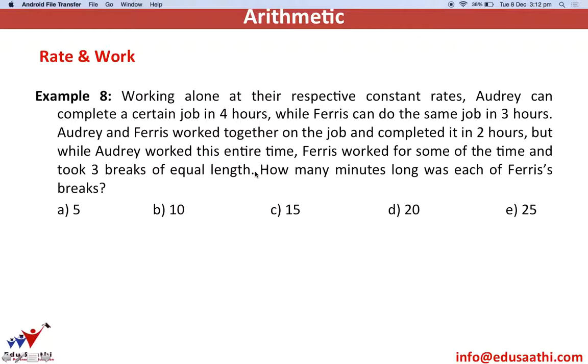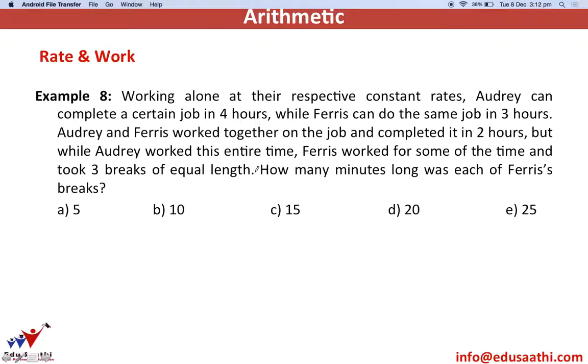The next question that we have is: working alone at their respective constant rate, Audrey can complete a certain job in 4 hours while Ferris can do the same job in 3 hours. Audrey and Ferris worked together on the job and completed it in 2 hours. But while Audrey worked this entire time, Ferris worked for some time and took a total of 3 breaks of equal length. How many minutes long was each of Ferris' breaks?